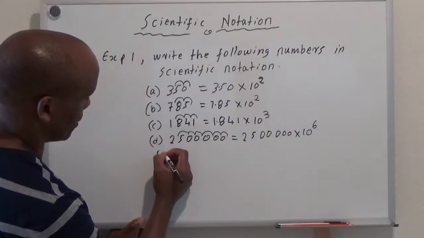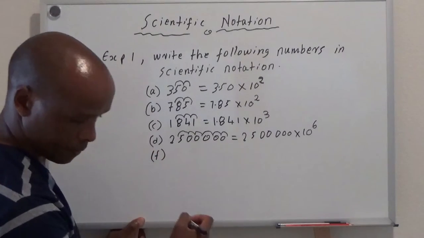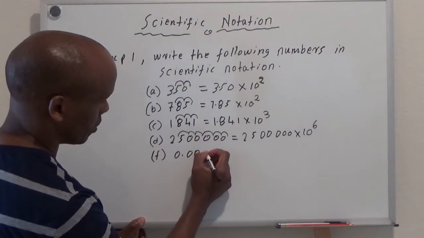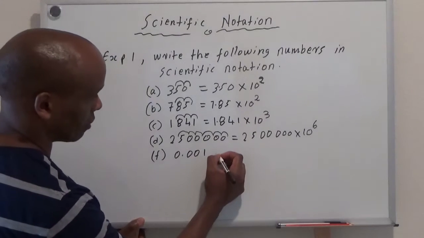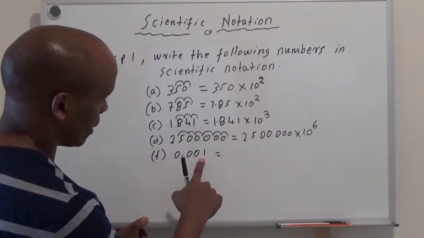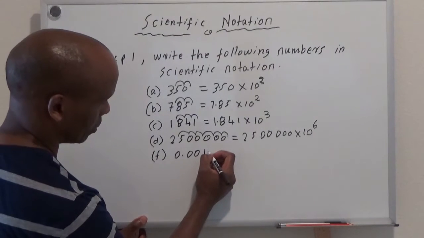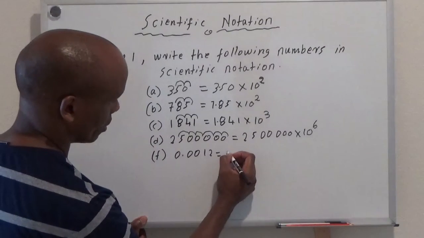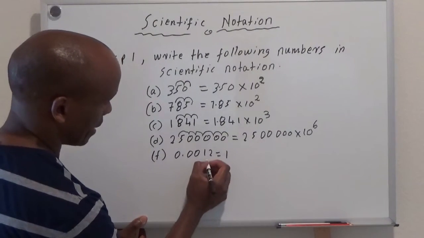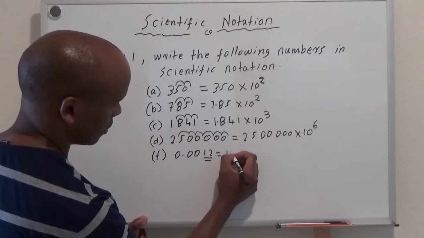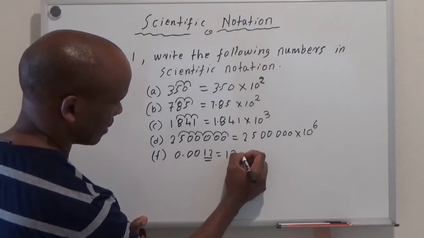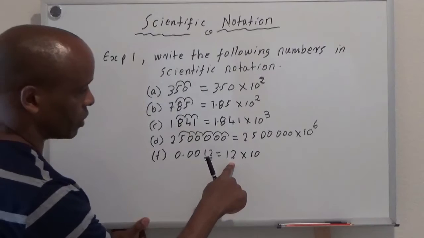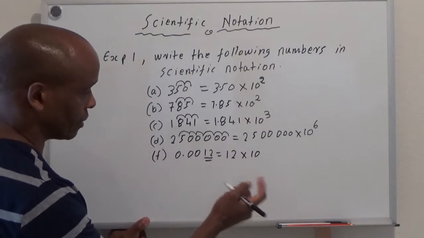Let me write another one here for you. I have 0.001. Let me put it as 2. So I first of all write my number, 0.001 times 10. But I need a number between 1 and 10.